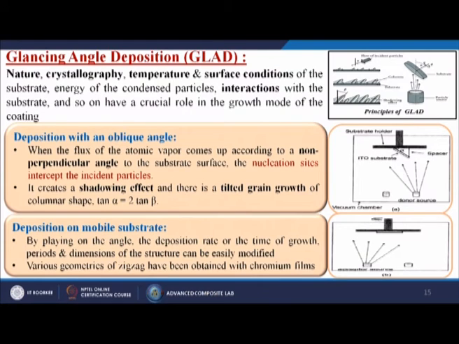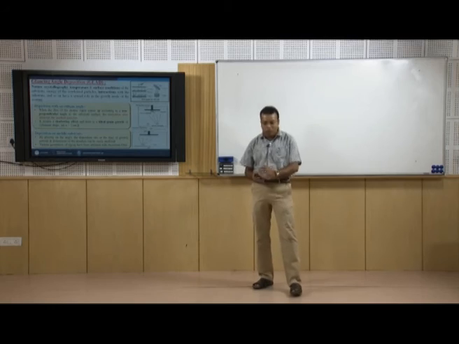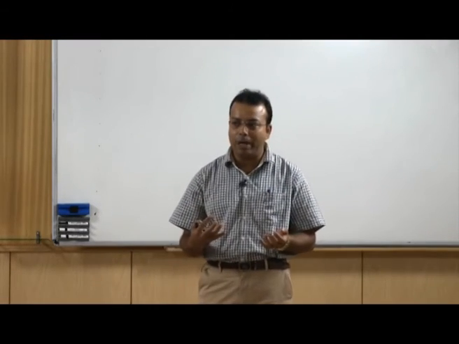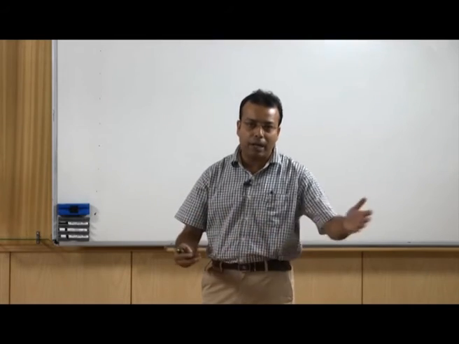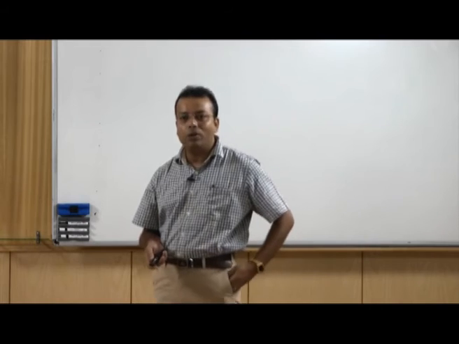Deposition on a mobile substrate, by playing on the angle, the deposition rate, or the time of growth periods, the dimensions of the structure can be easily modified. Various geometries of zigzag have been obtained in the chromium films. So, in this particular case we can do the directional coating onto that particular material depending upon our requirements. Sometimes we can do horizontal, we can do vertical, sometimes we can put certain kinds of angular coatings also.